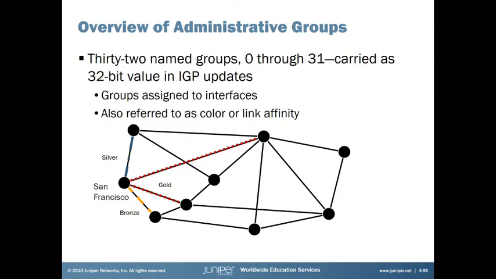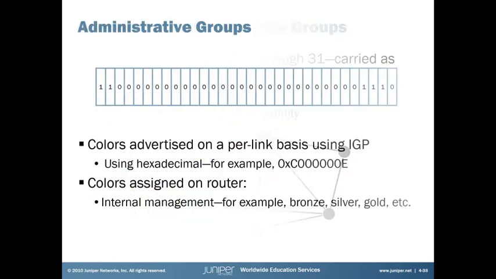Okay, so we can go ahead and set up these what are called administrative groups or link affinities. Often or mostly we use colors to define those. So colors are advertised on a per link basis using the IGP. We use a hexadecimal number to advertise those. They're assigned on the router, usually set up as bronze, silver, gold, etc.